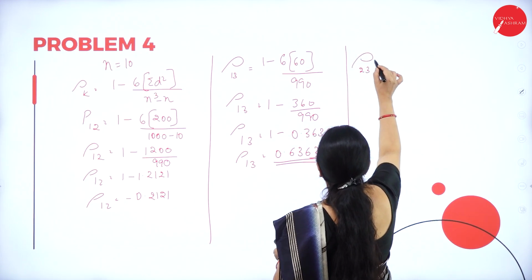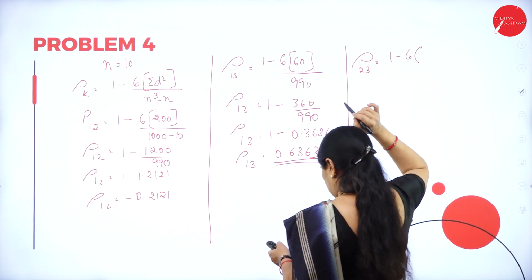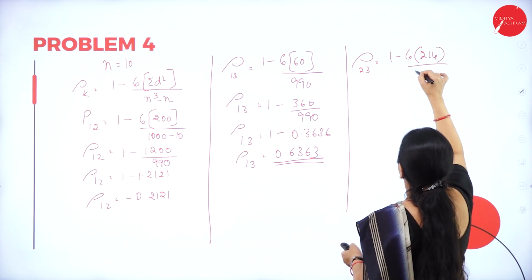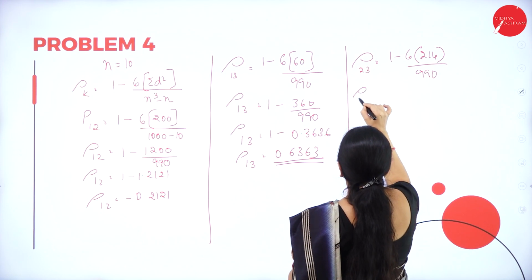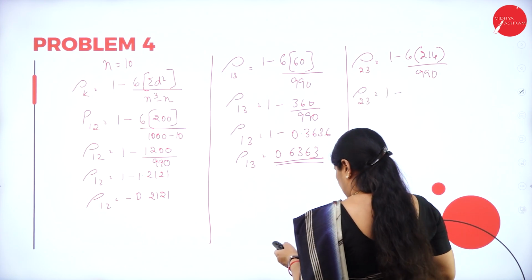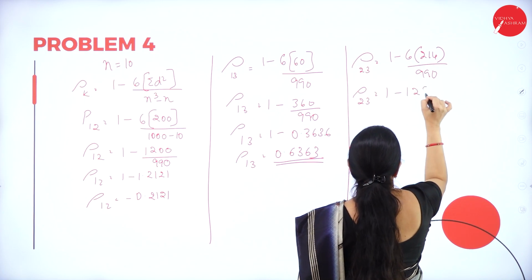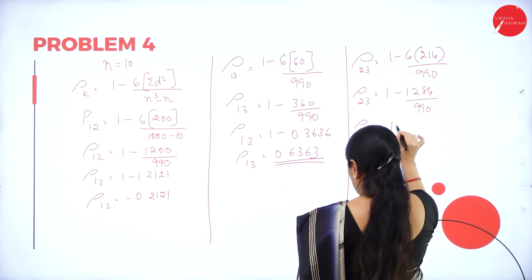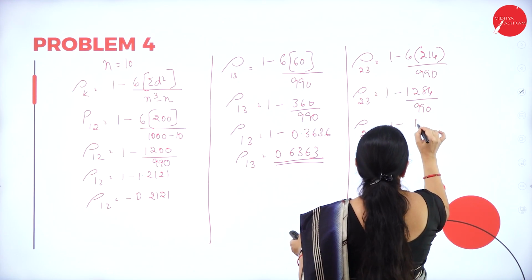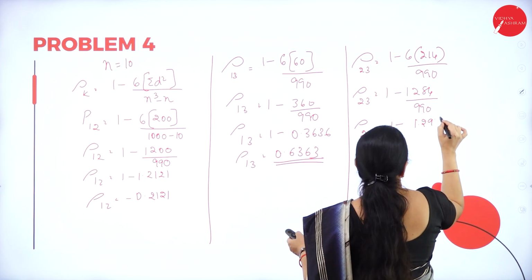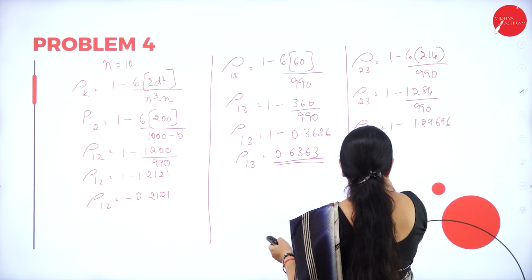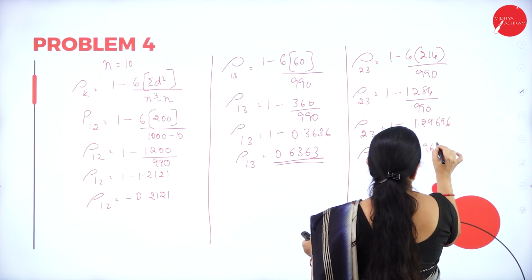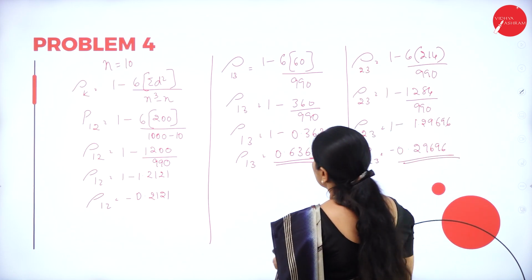So the next will be ρ of 2 and 3 will be 1 minus 6 into, so 214. 214 divided by 990. So that will be equal to 1 minus 1284 divided by 990. So 1 minus 1.29696. So ρ of 2, 3 will be equal to minus 0.29696. So this is the answer.